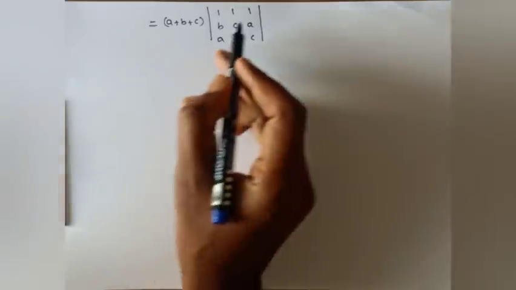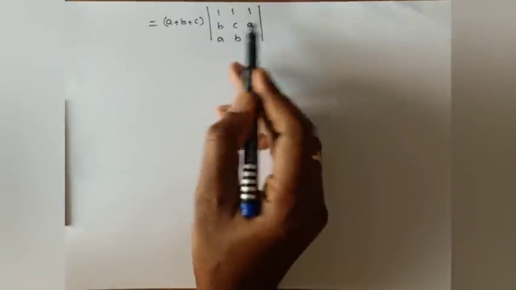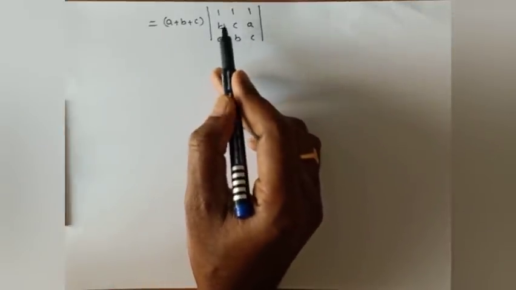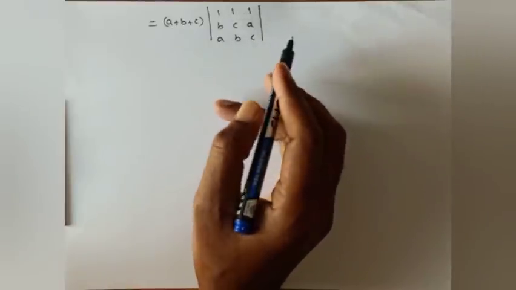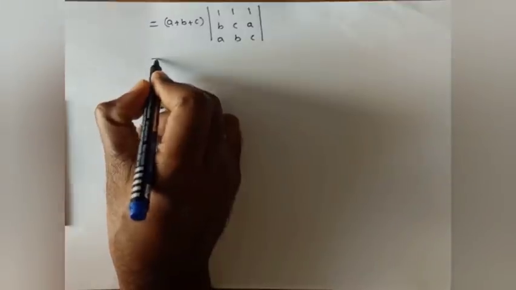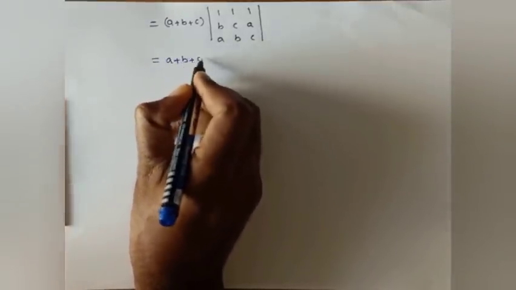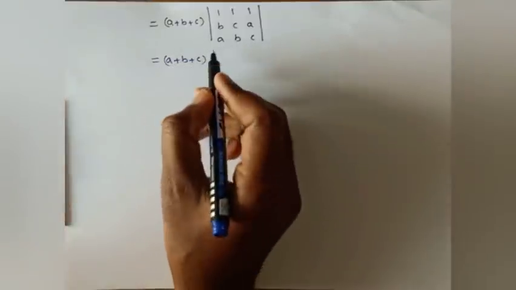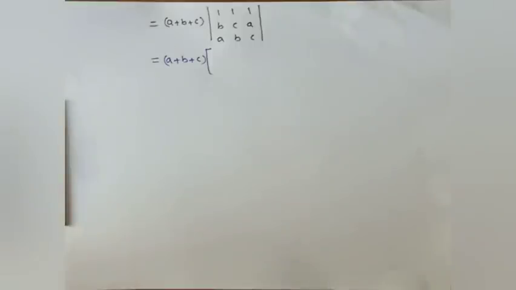Here, if possible, you can apply some more operations for this determinant, or a determinant that contains simple terms like a, b, c, 1, 1, 1 also. So directly you can expand this determinant by using the definition, that is a plus b plus c times, now here you can apply the definition of the determinant.